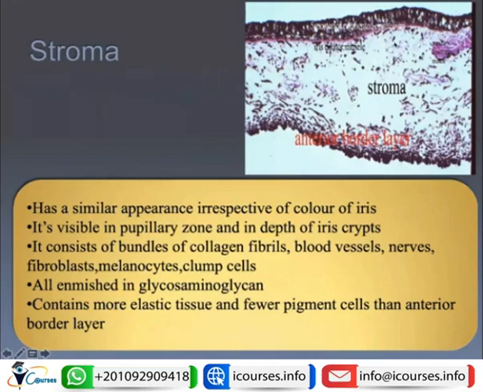Then the thickness of the iris after the anterior border layer is formed by the stroma, which consists, like any stroma, of collagen fibers, blood vessels, nerves and melanocytes within the glycosaminoglycan matrix, and has more elastic tissue and fewer pigment cells than the anterior layer. One of the also asked questions in the exam is that it has a similar appearance irrespective of the color of the iris. So whether the iris is black or light, the stroma will be the same.